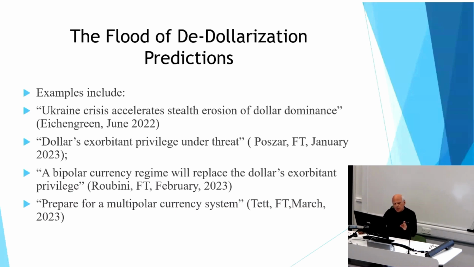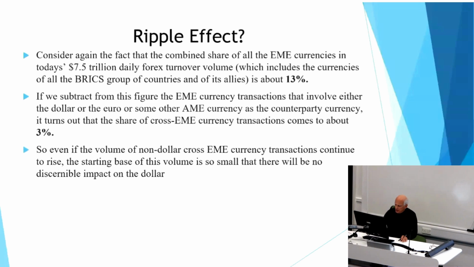Gillian Tett was more circumspect, played both ways. Just prepare. It might happen, it might not. Better prepare for a multipolar currency system. We are not going to see a multipolar currency system. Why not? Let's go back to this ripple effect idea.